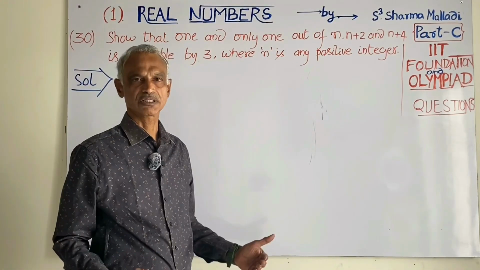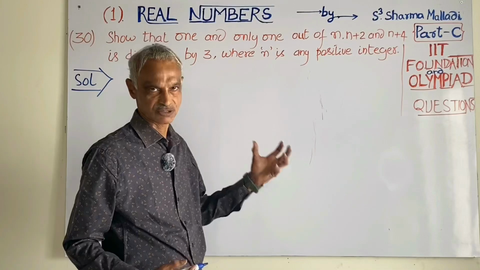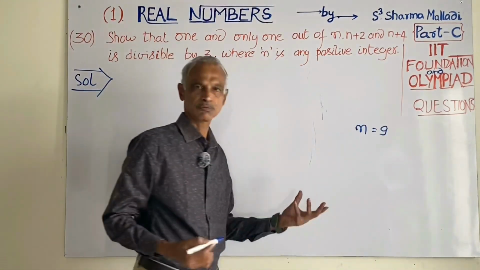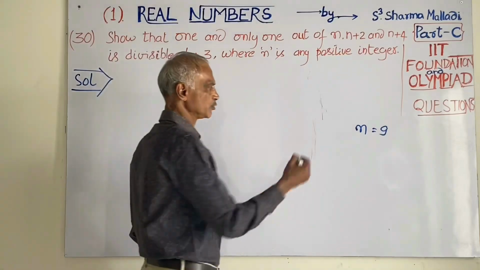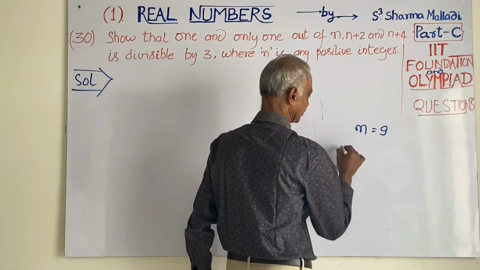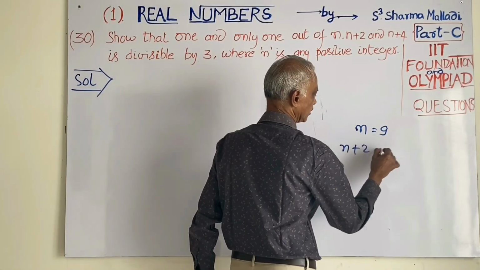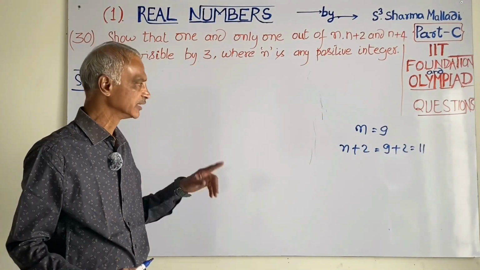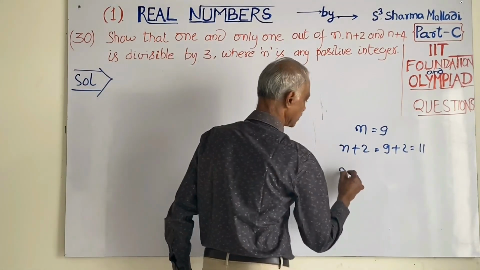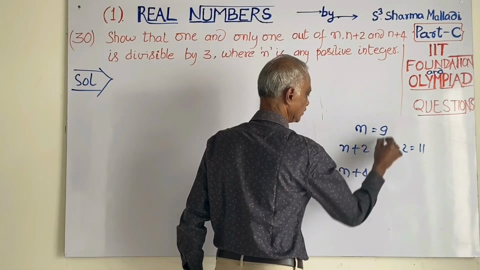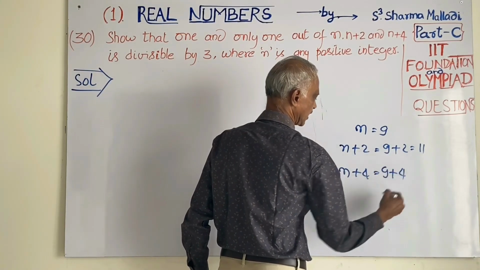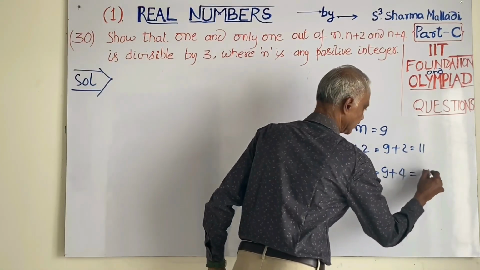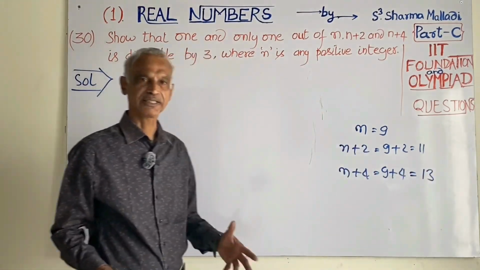I want to make you understand. To make you understand, I will take one example. If n is equal to 9, it is divisible by 3. If you add 2 to it, n plus 2, 9 plus 2, you take 11. It is not divisible by 3. If you take n plus 4, if you add 4 to 9, you will get 13. It is not divisible by 3.